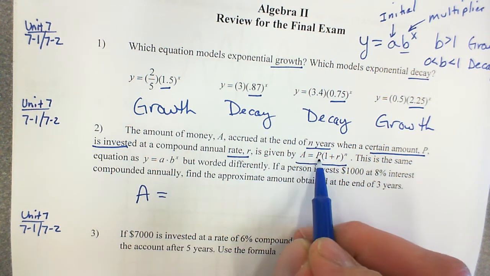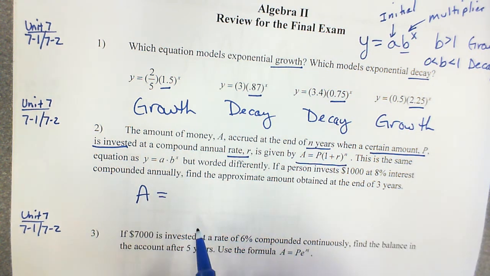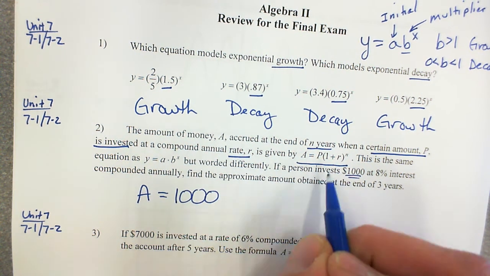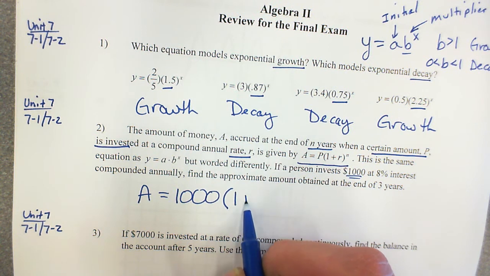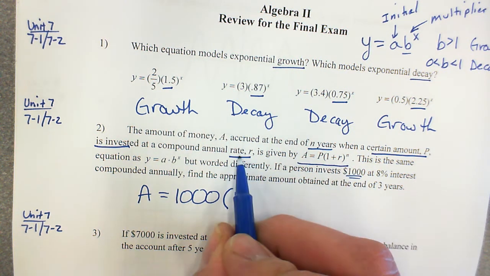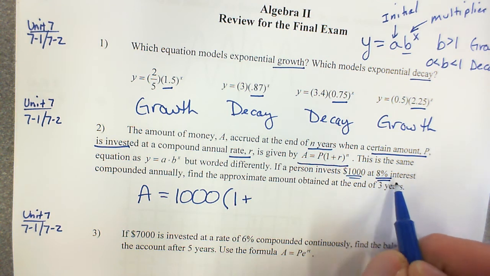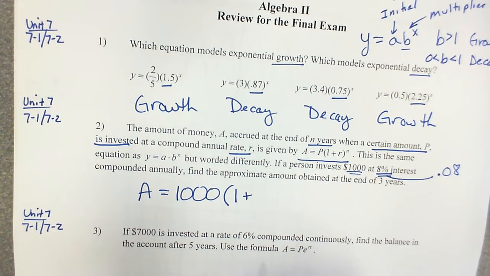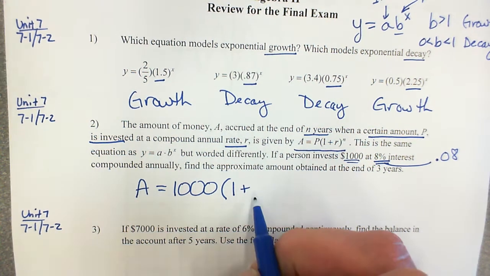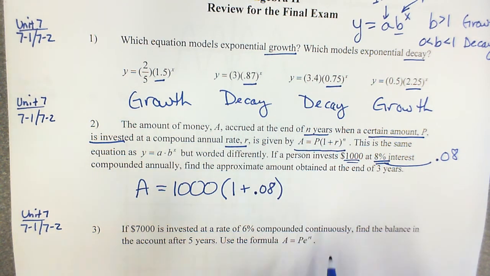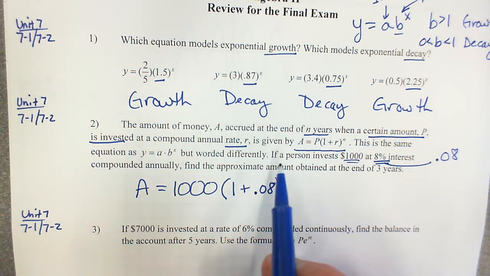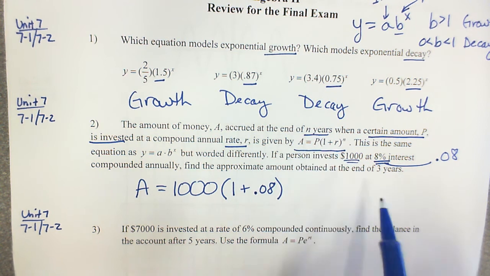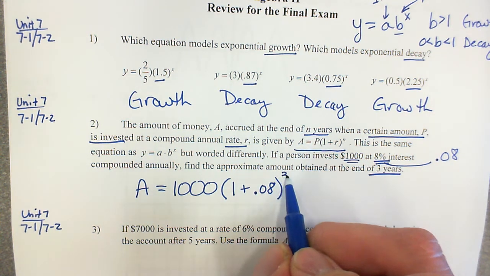So A equals P, again, is an amount of money being invested, so that's going to be $1,000 here. And that's getting multiplied by 1 plus your R, which is your rate. Your rate here is 8%, but you're going to need to switch that to a decimal, so you have to move it over 2 spots. Okay, so that's 0.08, and then that's raised to the n power, and n, recall, n was the number of years, and here that's 3 years.